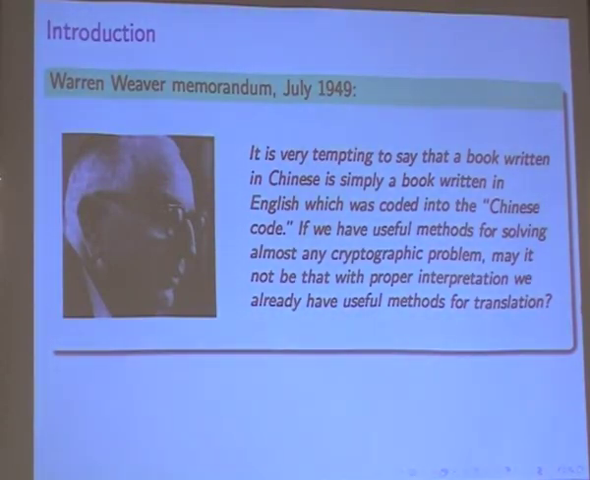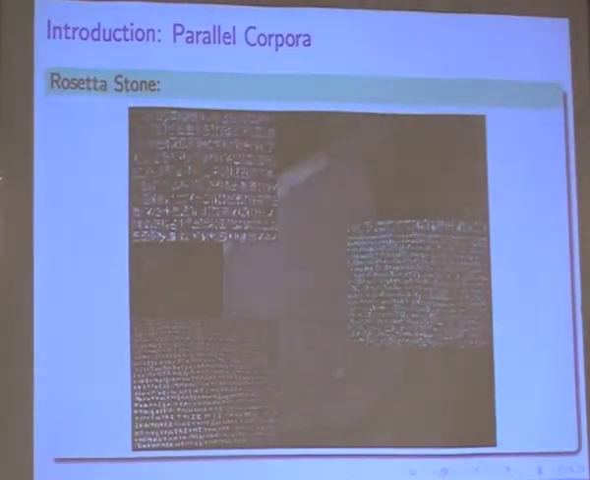A lot of the origin of the statistical approach in machine translation in general, you can trace back to the influential memorandum of Warren Weaver shortly after the war. And here's a quote where he, in some ways, foresaw the use of statistical methods in machine translation. Of course, it was another 40 or 50 years before people actually used such methods successfully.